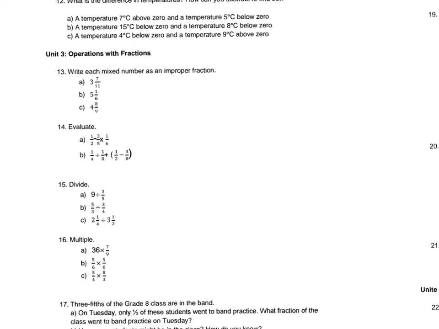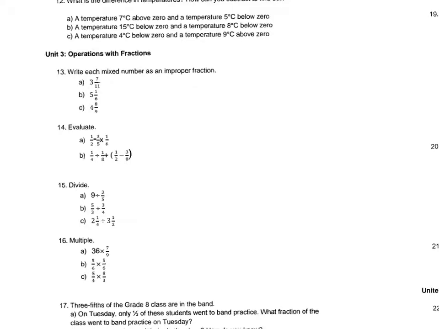Operations with fractions. All right, this is where we left off last time we were in a classroom together, right? Just going over how to write mixed numbers as an improper fraction. This is important because you have to do this when you're working with fractions, right? It's easiest for you to multiply and divide fractions when they're in improper fraction form, right?